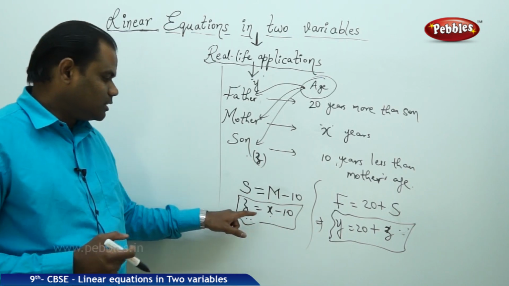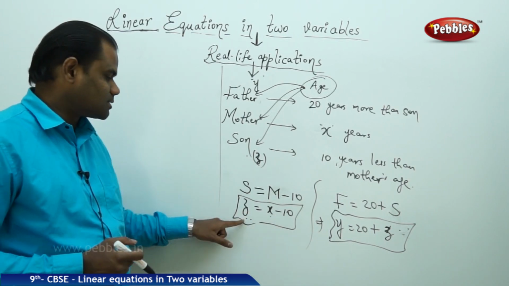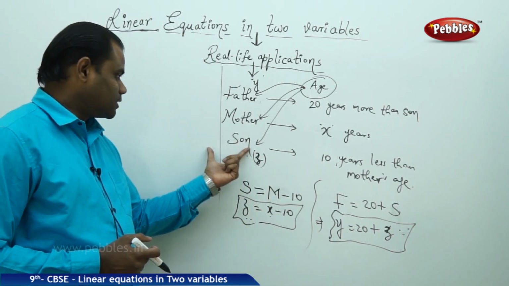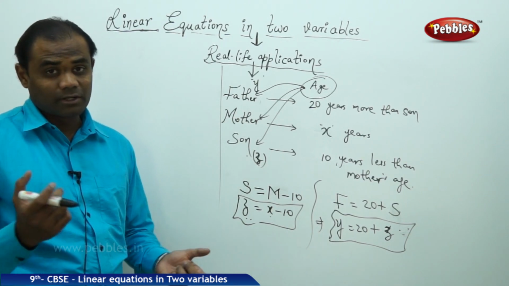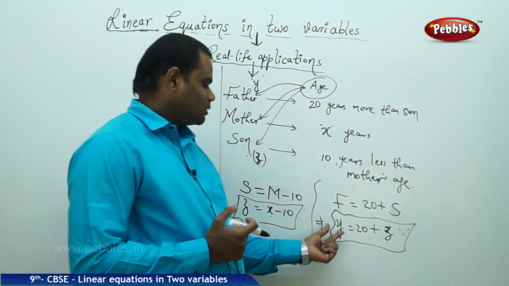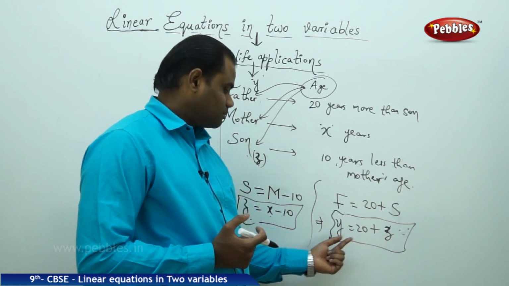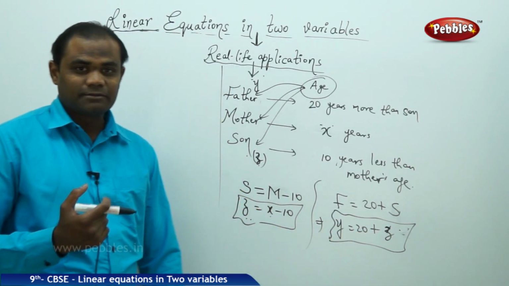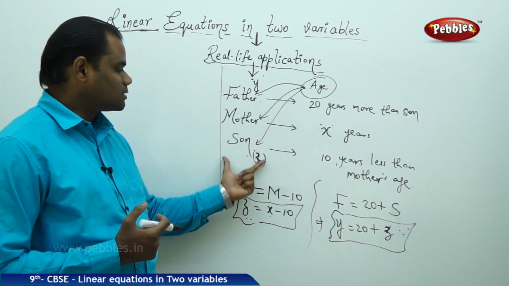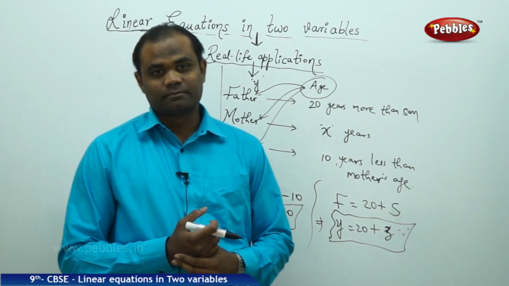So this is a linear equation in two variables x and z as obtained through the son's age and mother's age as a real life situation. And here I obtain a linear equation in two variables y and z as a real life situation connected with father's age and son's age.